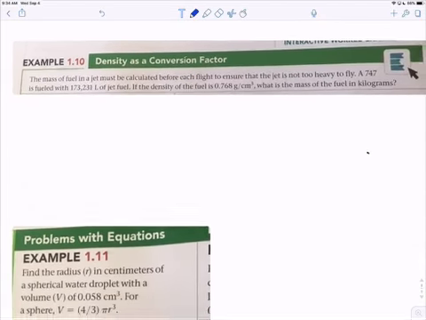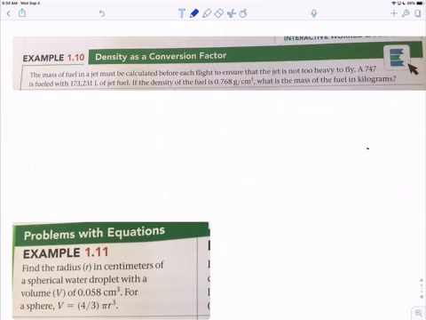All right, so the mass of jet fuel in a jet must be calculated to ensure the flight is not too heavy. A 747 is fueled with 173,231 liters of jet fuel. The density of fuel is 0.768 grams per cubic centimeter. What is the mass of the fuel in kilograms? It's a lot of fuel.